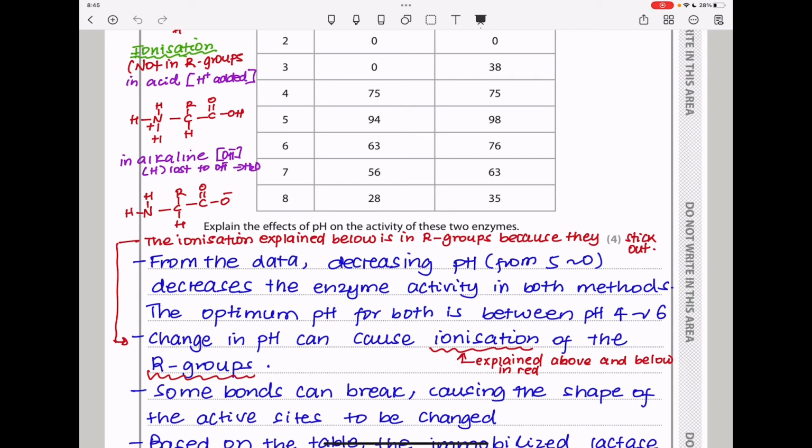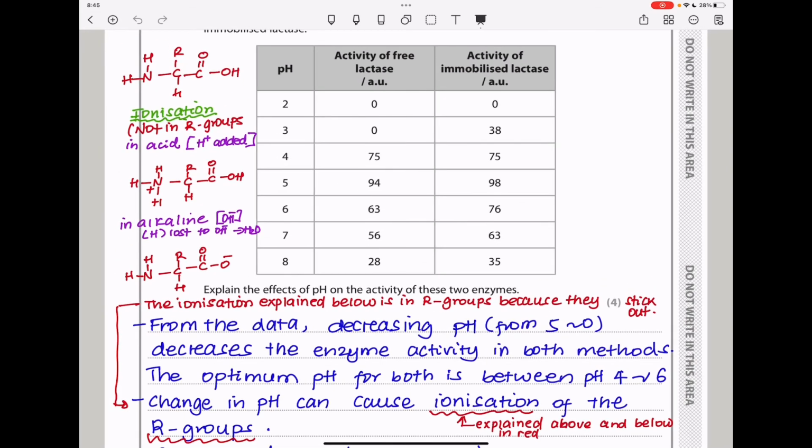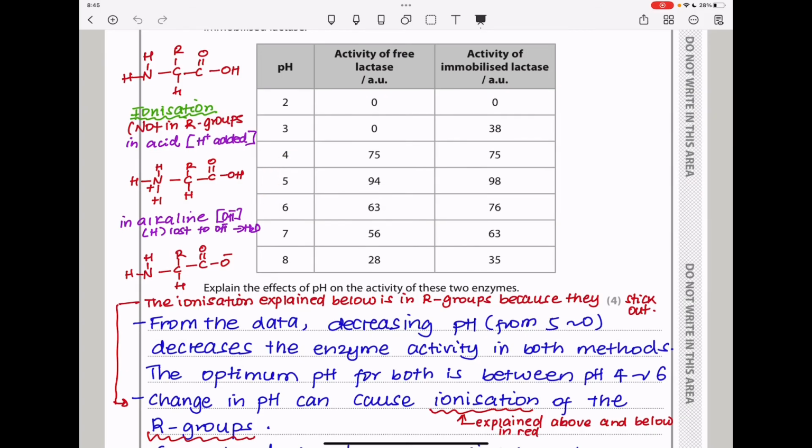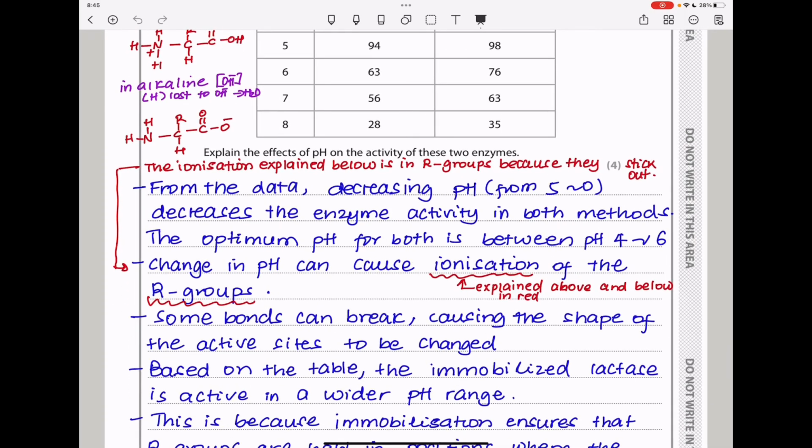And the optimum pH for both is between 4 to 6. We cannot exactly tell. So if you want to find out the optimum pH, you have to redo the experiment between this range and try to see where the optimum lies. So I said, change in pH causes ionization of the R groups.